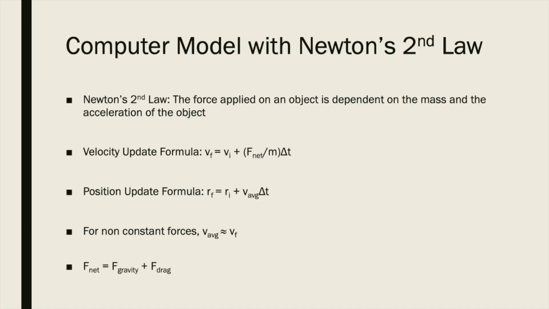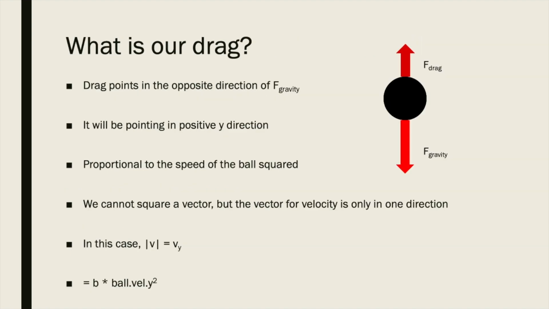So if we go back to the first model, we can just add in that the net force equals the gravitational force plus the drag force. We need to see what our drag is. Drag points in the opposite direction as the gravity force, so it's pointing up, in the positive y direction, and it's going to be proportional to the speed of the ball squared. Since we cannot square a vector, we're lucky in this case because the only non-zero entry in the vector is the y component, so we can use the y component of velocity to be equal to the magnitude of velocity in this case.